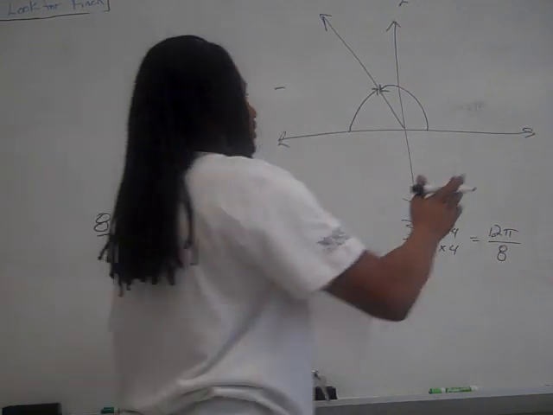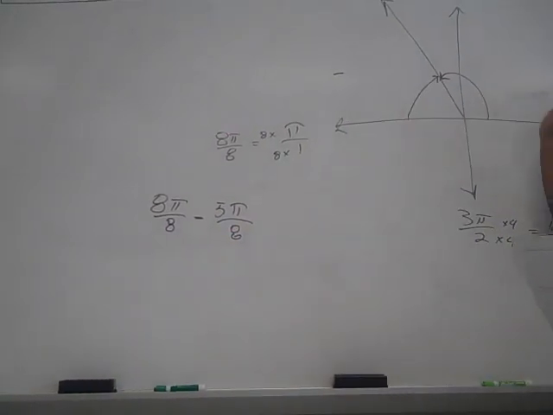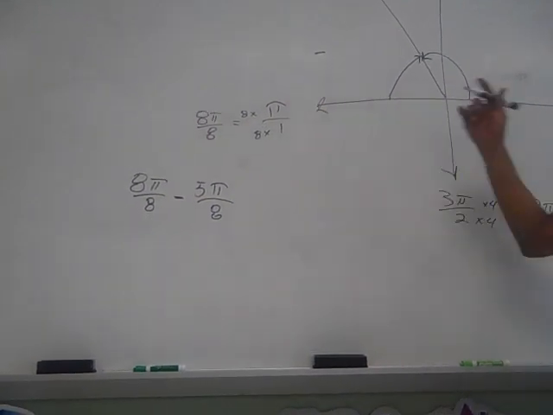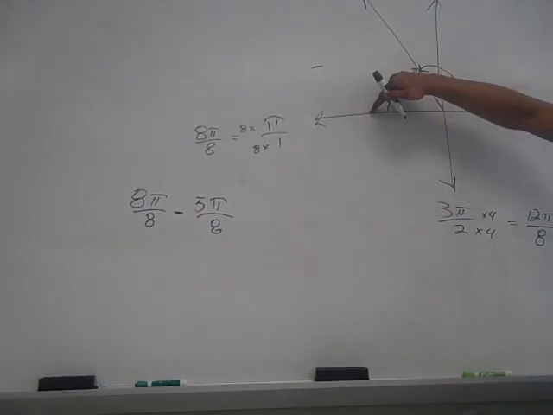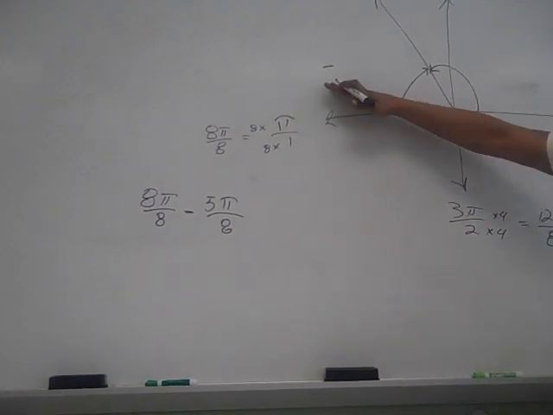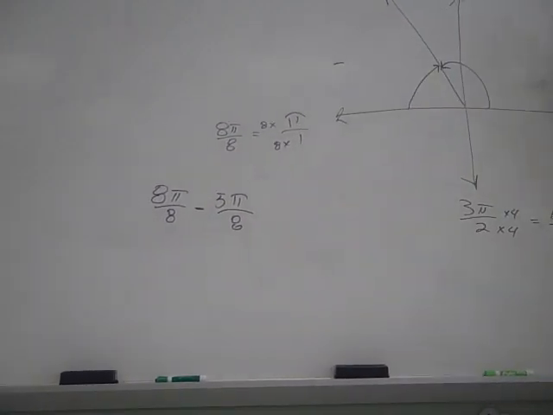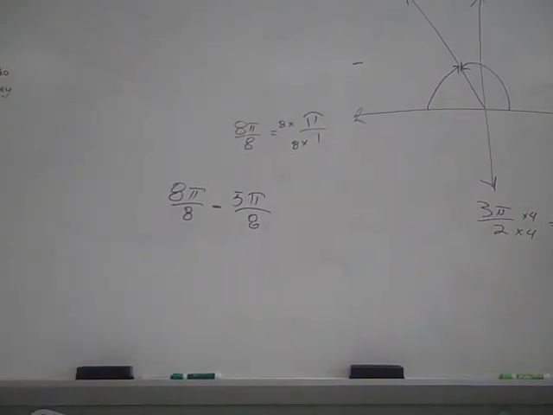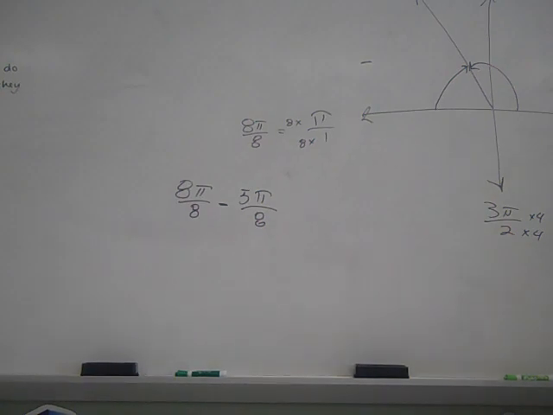What he did was, this whole thing is how much, people? 180. Oh, 8 pi over 8. This whole thing from here to here is 8 pi over 8. Now, if I want to know just this piece, what do I subtract? 5 pi over 8. All I do is subtract the angle I was given. Who doesn't get that? Okay?